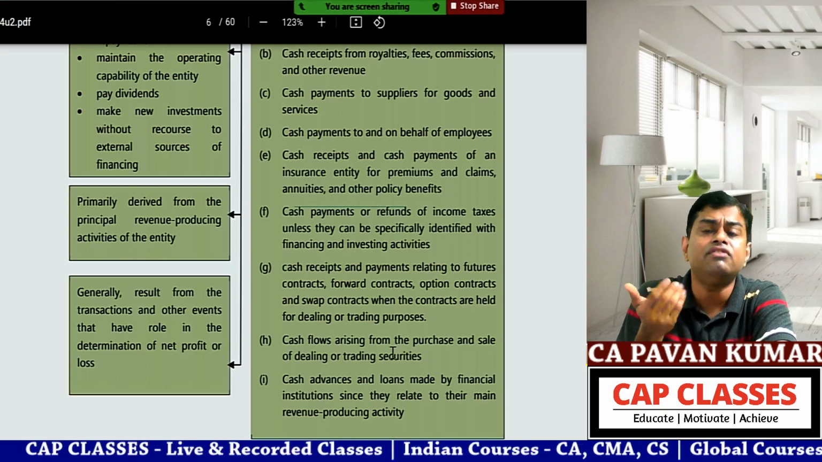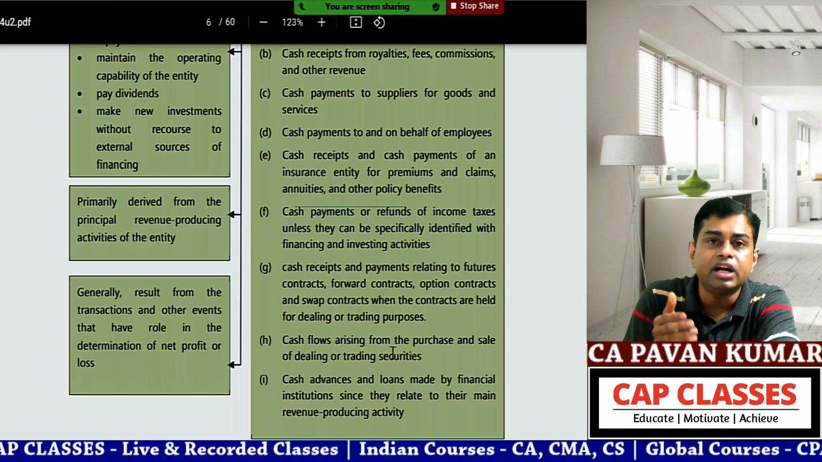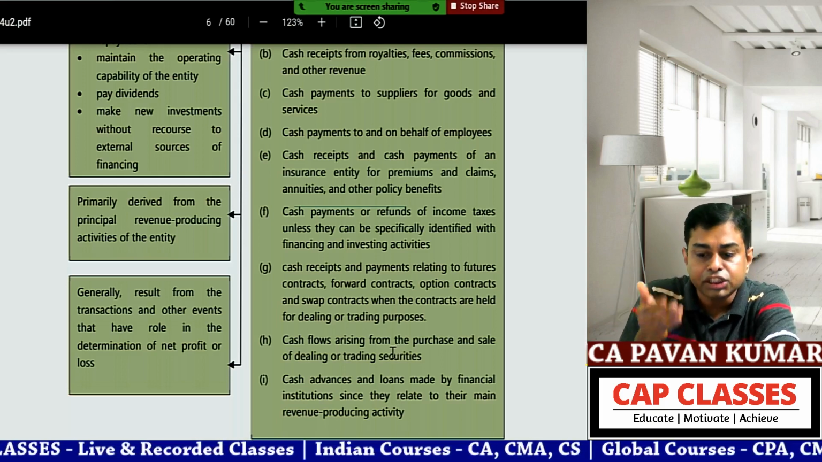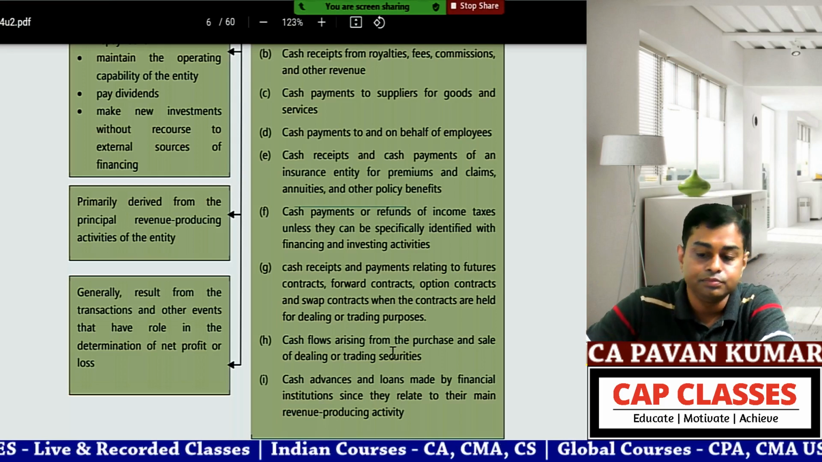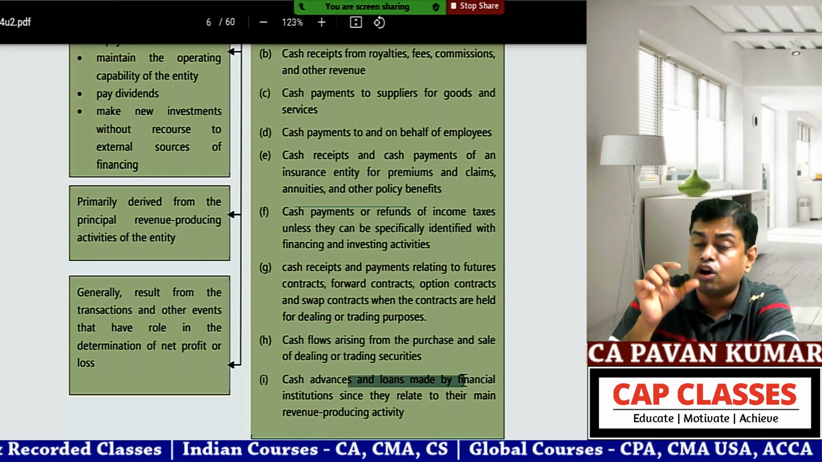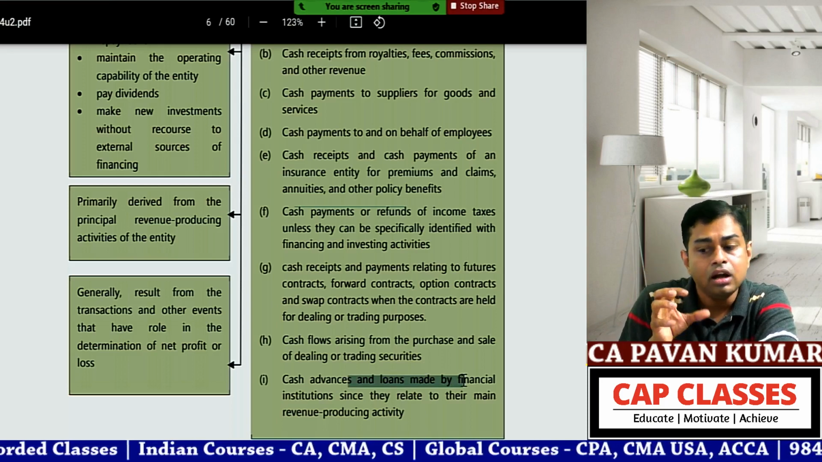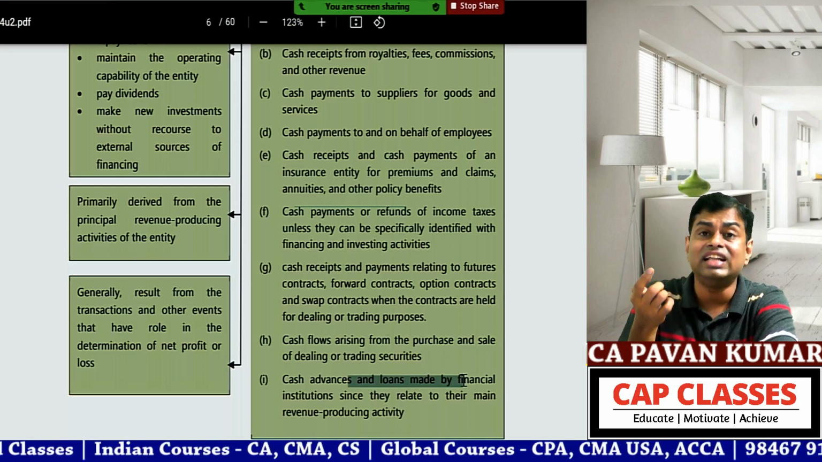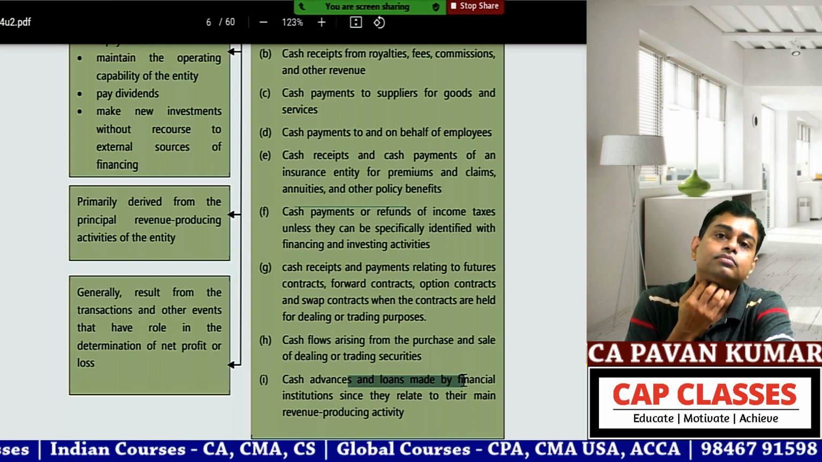Investment company, you are an investment company. Tata Holdings Limited, Tata Investments Limited. You are selling share, buying share. That is operating activity for you. Then cash advances and loans made by financial institutions. There is one bank or NBFC. They are giving loans. That is operating activity for them.